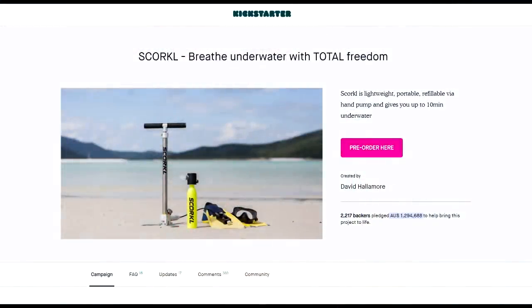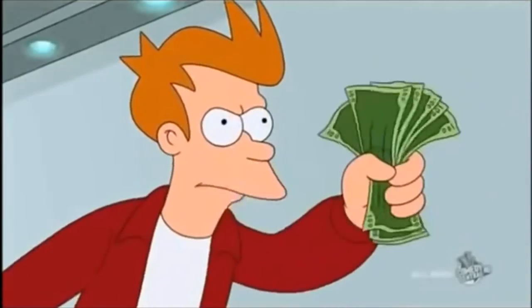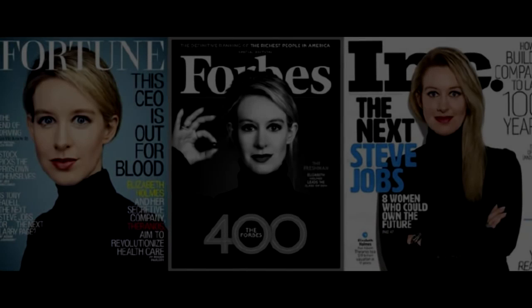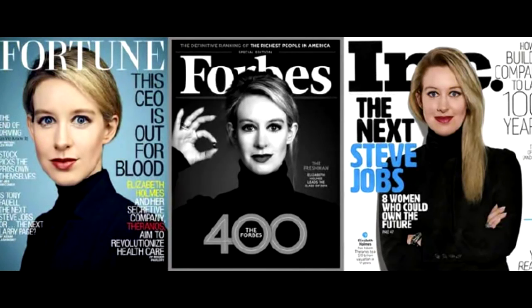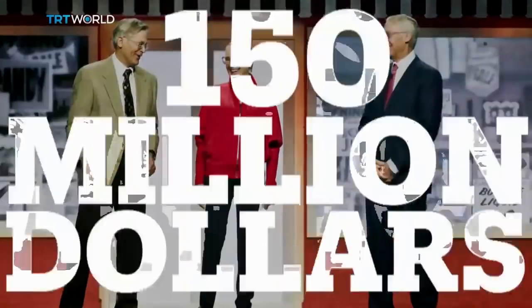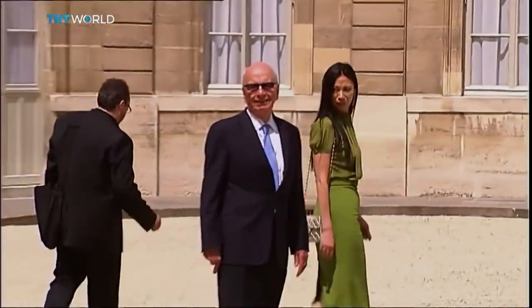It raised over $1 million Aussie dollars on Kickstarter. Shut up and take my money! And not to be outdone, almost $2 million on Indiegogo. Hold my beer, says Elizabeth Holmes. The Walton family, founders of Walmart, put up $150 million. Media mogul Rupert Murdoch stumped up $125 million. Yep, Theranos did for billionaires what Skorkel did, but for thousands of times more money.